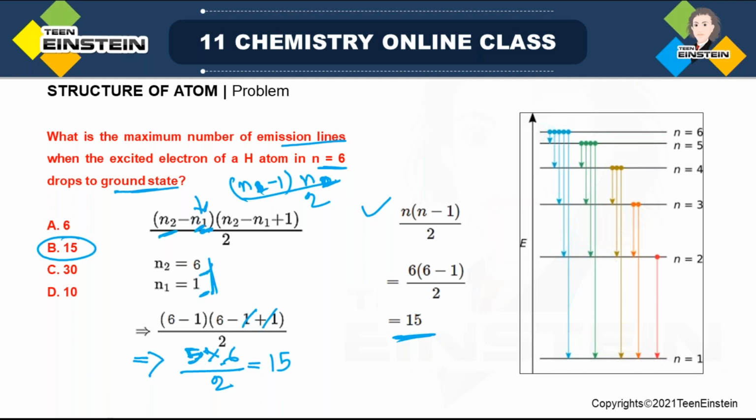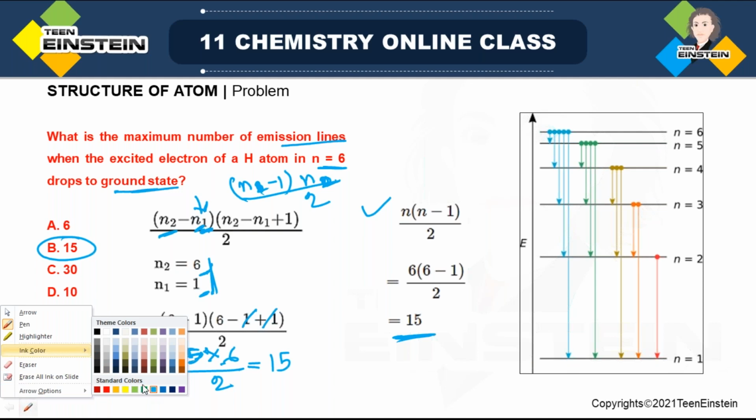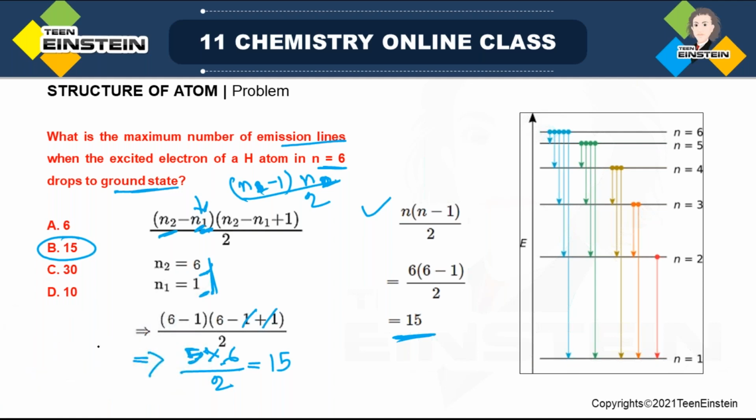Fine. And if you are really interested to know how we are getting these 15 lines, for that you can take the help of this picture. So here, see, when it is n equal to 6, then different possibilities are there. Don't think that it is saying that when the excited electron is dropping from 6 to 1, it has to be direct always. It may be that it is from n to 5, then n to 4, n to 3, n to 2, then 1. So all these are possibilities.